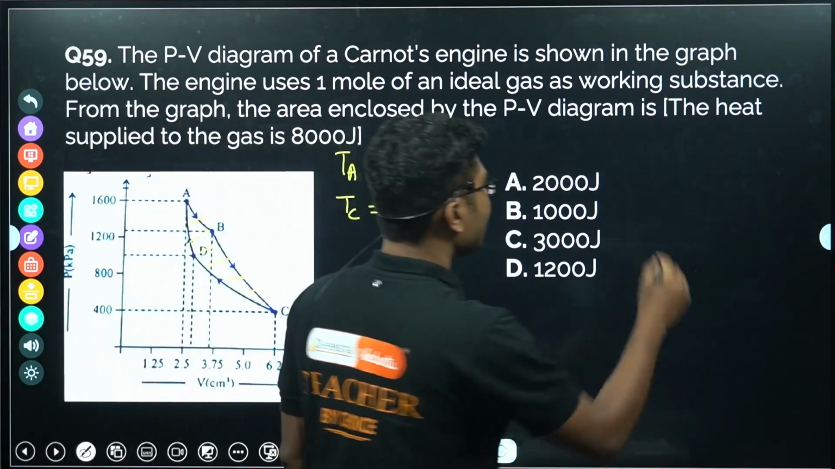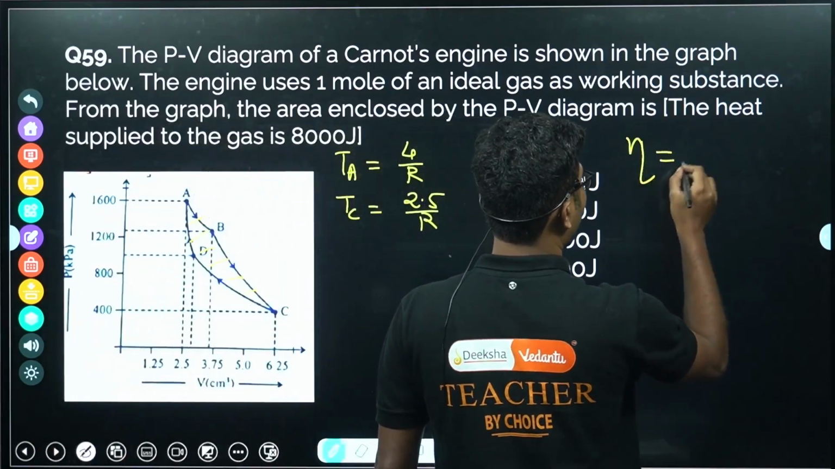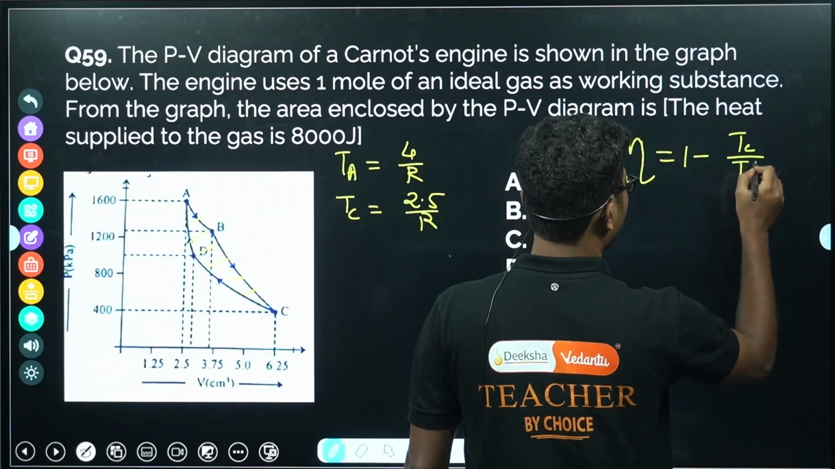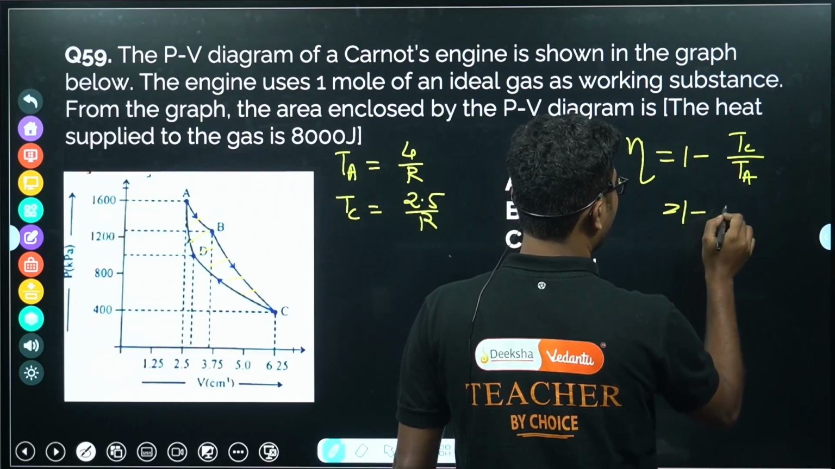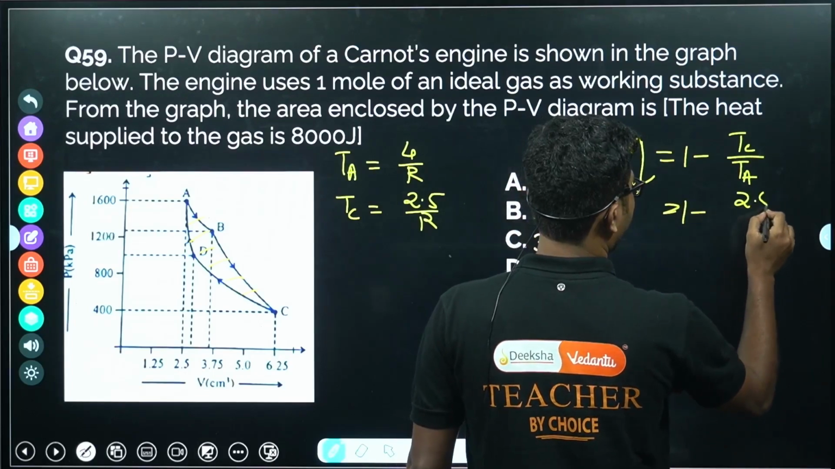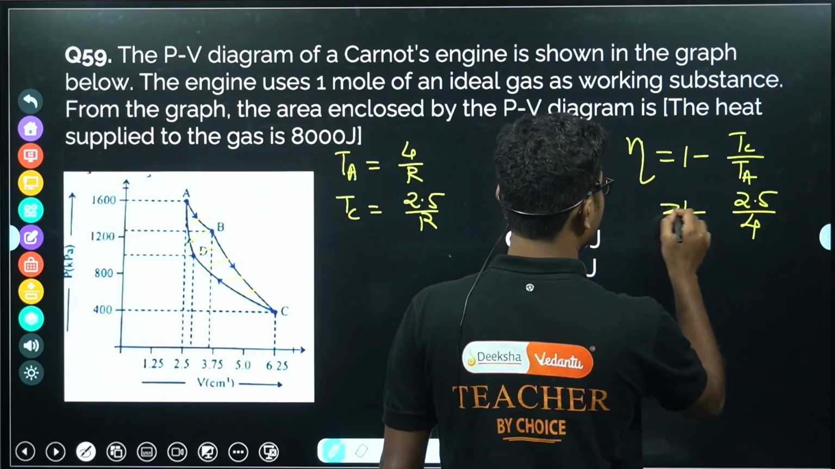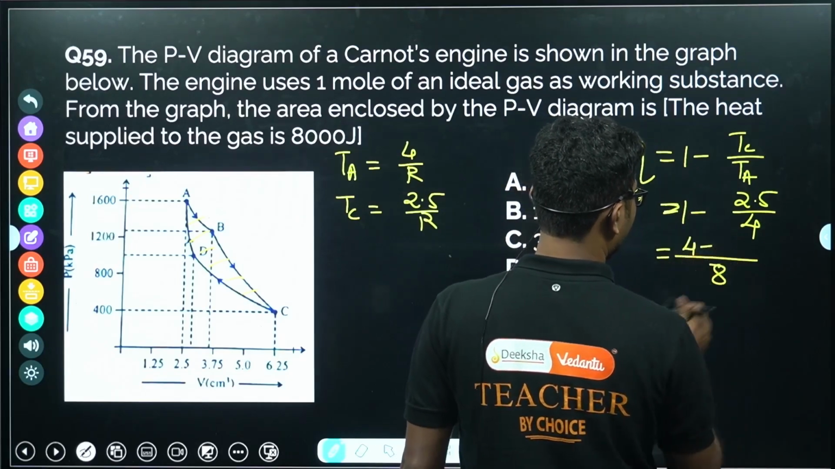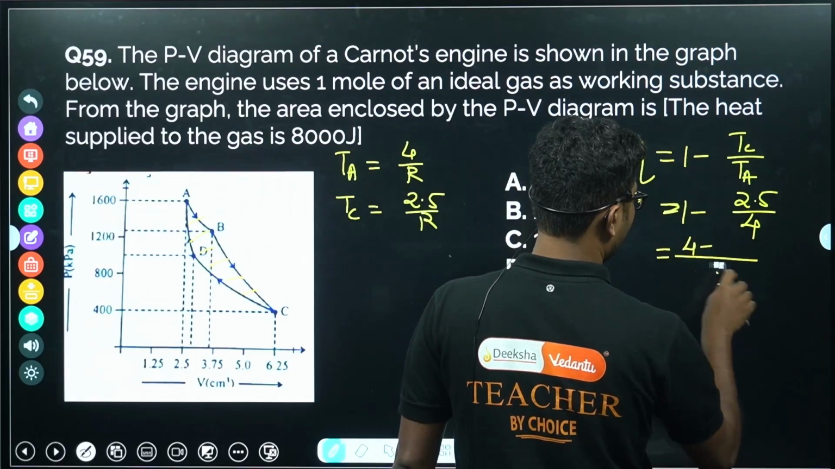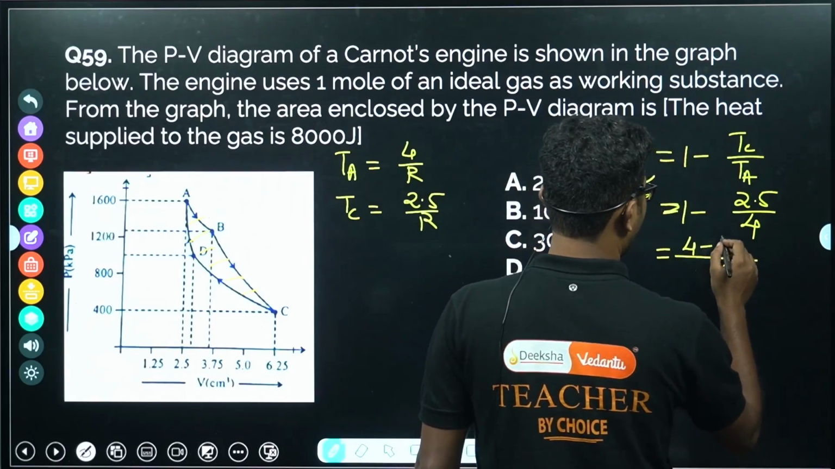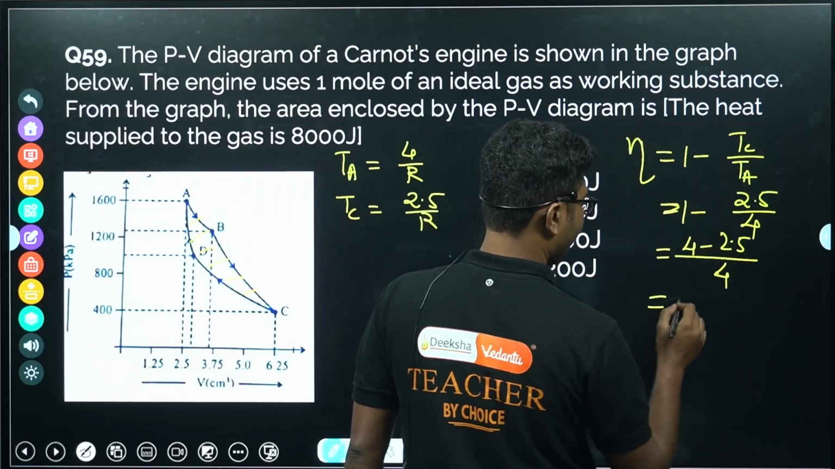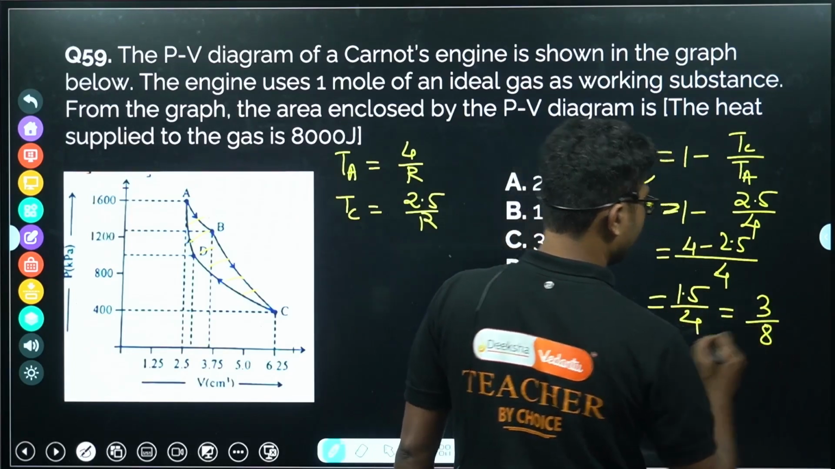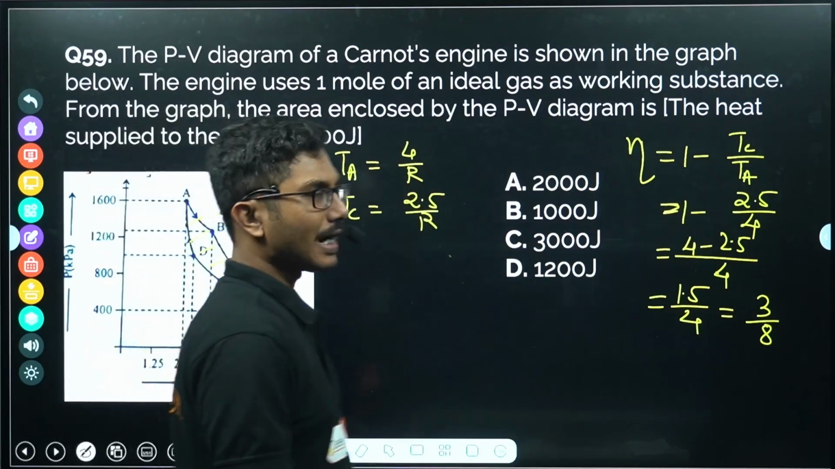Okay. Now, what is the efficiency of a Carnot engine? Efficiency of a Carnot engine is 1 minus final temperature by initial temperature, that is 1 minus 2.5 divided by 4. This is the efficiency, which equals 4 minus 2.5, that is 1.5 by 4, or 3 by 8. This is the efficiency of the Carnot engine.